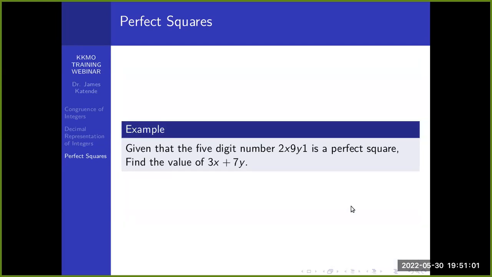So here is the next question. It says, suppose we have a 5-digit number in this form. So there are some 2 digits that we don't know, x and y. But the rest we know. We know the first, the third, and the last digit. But the second and the fourth digit we don't know. So we label them as x and y. But we know that this is a perfect square. The question says, find the value of 3x plus 7y.